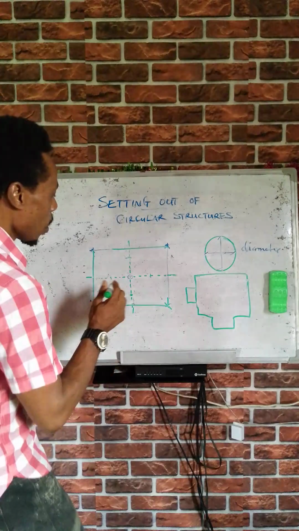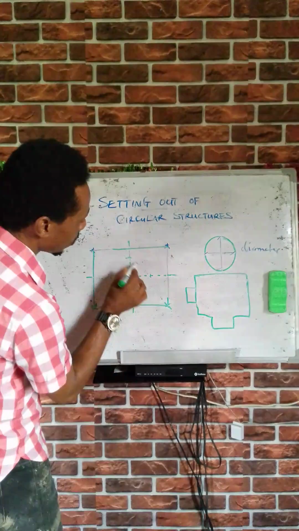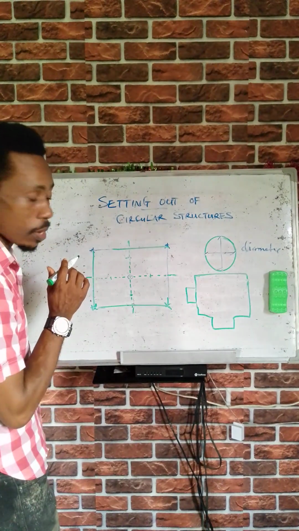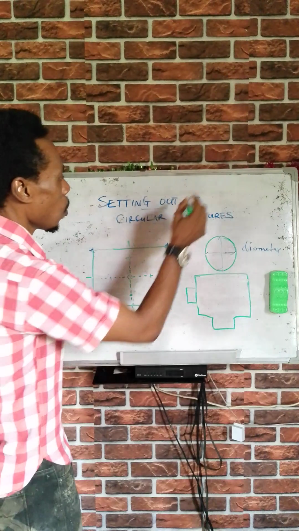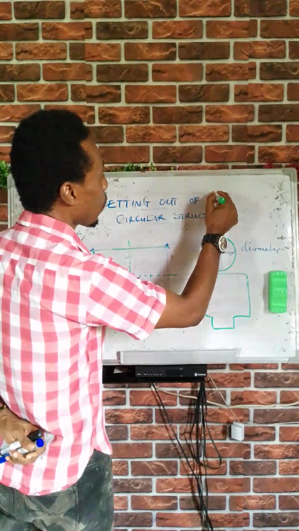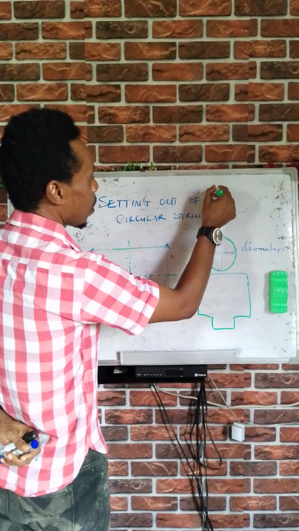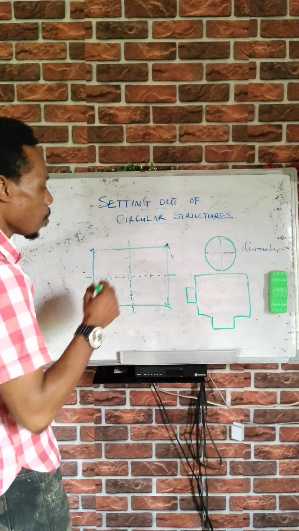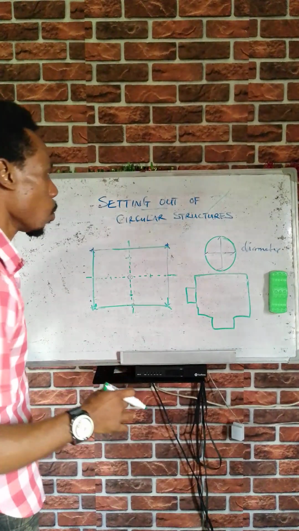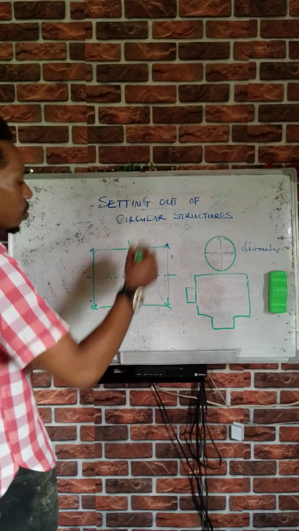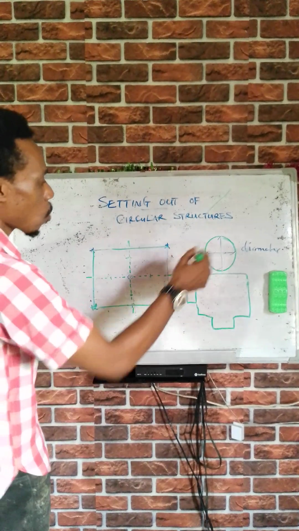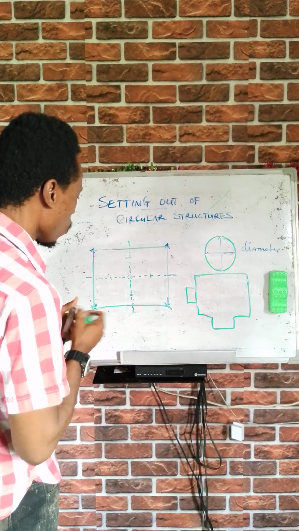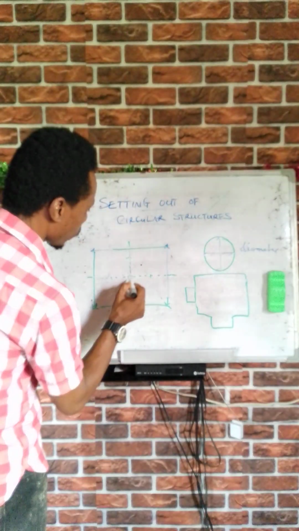Now you have to split from this point to this point to get the center point. It's just like using your protractor or compass to get a point of intersection. But in this case it's on the field, so you don't need a protractor or compass to do that. You can work with the radius. So now you get the center point here.